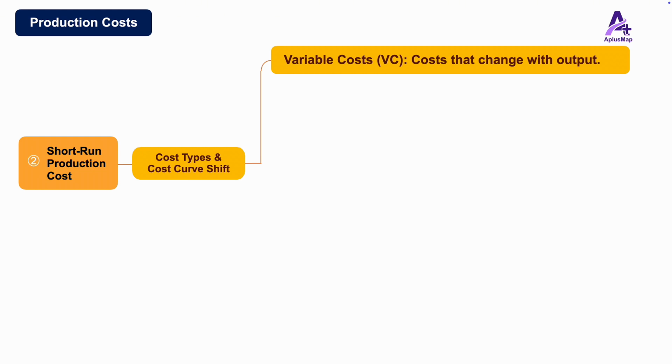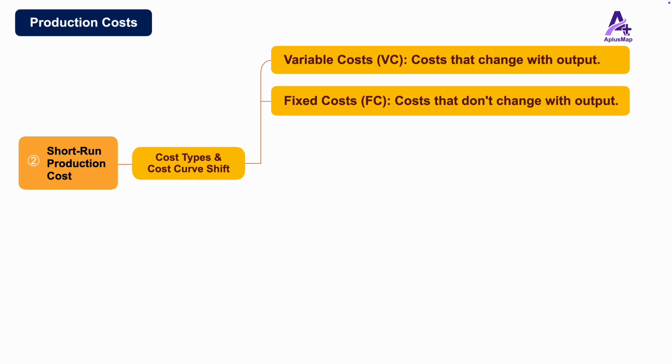Good point. Then there are fixed costs, FC. The stubborn ones, the ones that don't change with output. No matter if we bake 0 cookies or 1,000, these costs stay the same, like the rent for the bakery space. Exactly. Rent, maybe the insurance, the cost of the big ovens themselves, perhaps a business license fee. Those are fixed, at least in the short run.